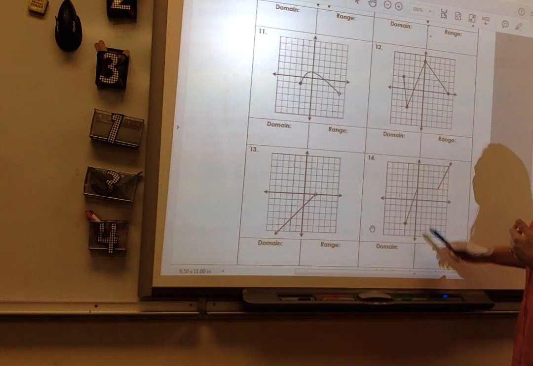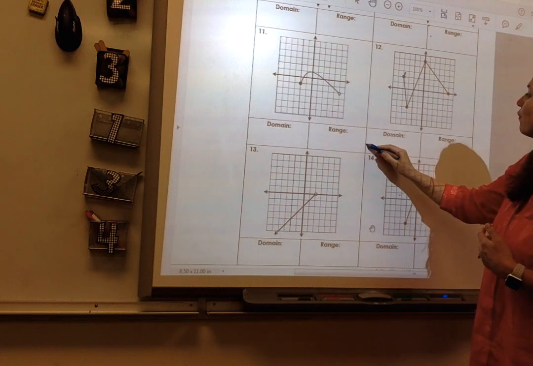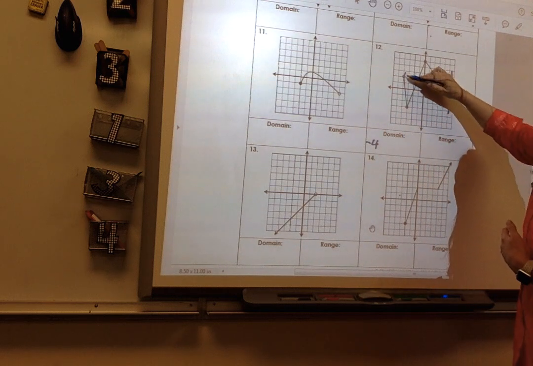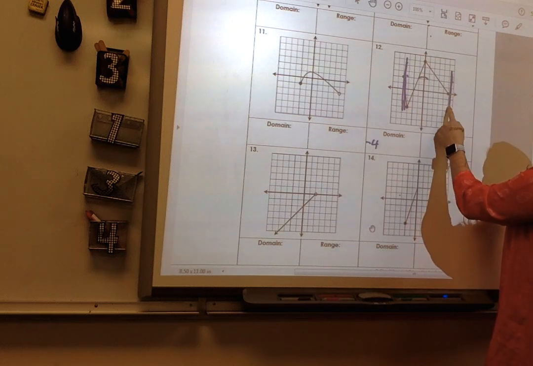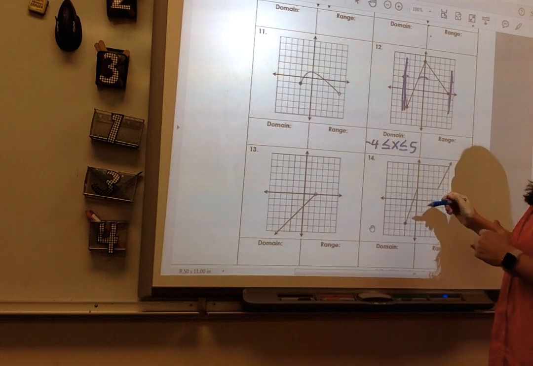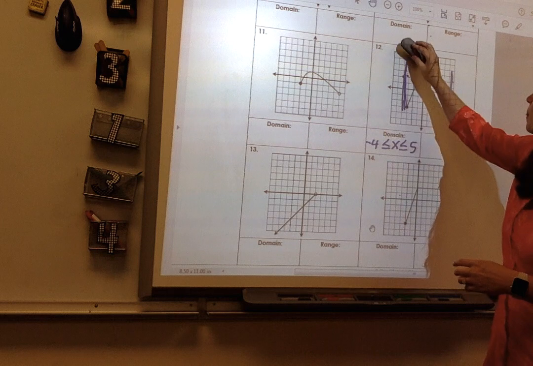On number 12, how far left does it go? It goes all the way here to -4. And how far right does it go? It goes all the way here. So here are my boundaries. It goes between -4 and +5. So -4 is less than or equal to x, which is less than or equal to 5. They're both closed circles, so it does have that equality in there.